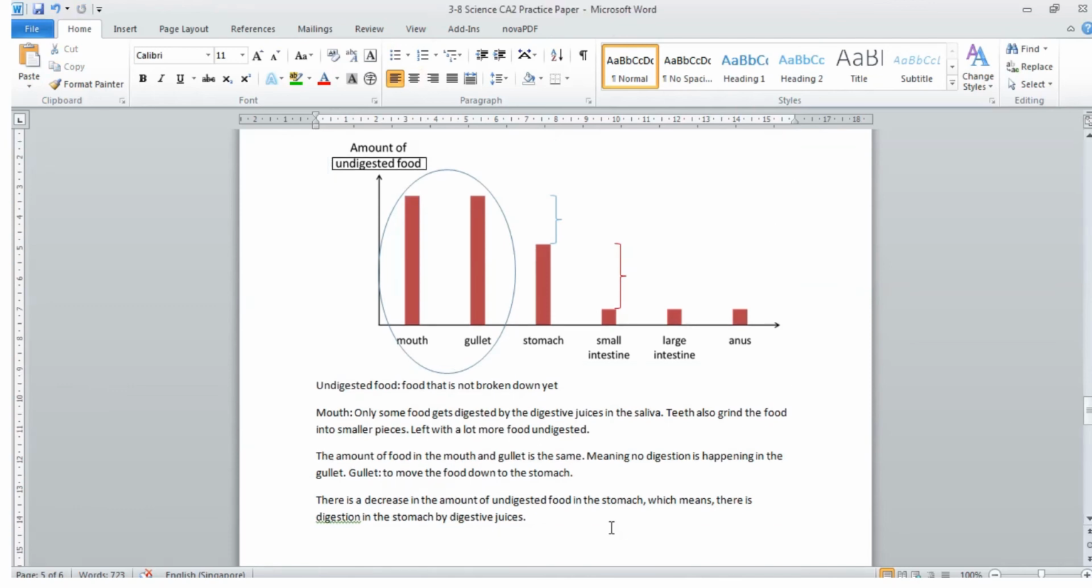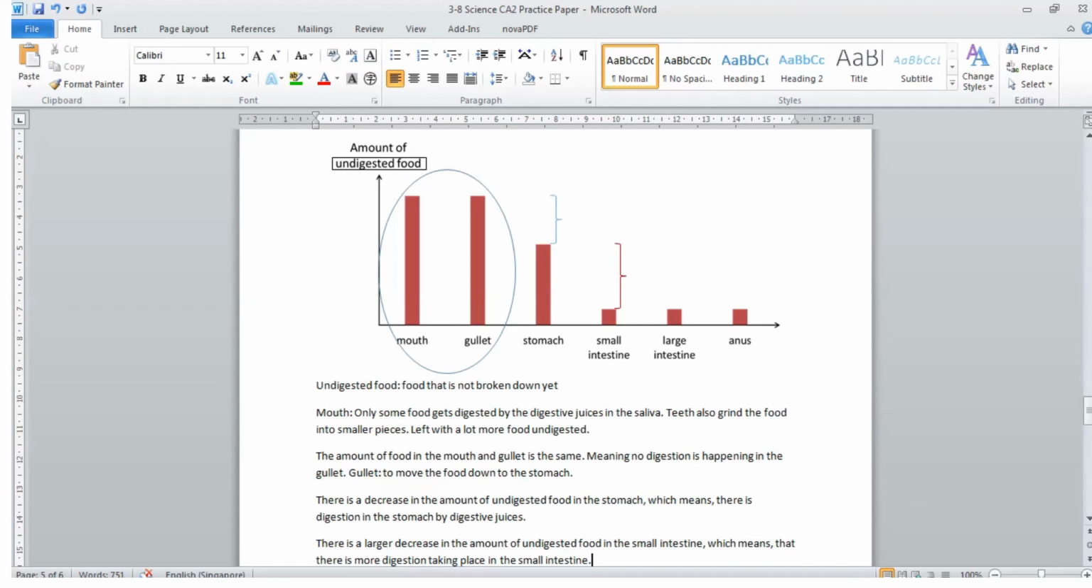So in this case, we can say that there is a larger decrease in the amount of undigested food in the small intestine, which means that there is more digestion taking place in the small intestine. That's why a lot more food gets digested and very little undigested food is left.